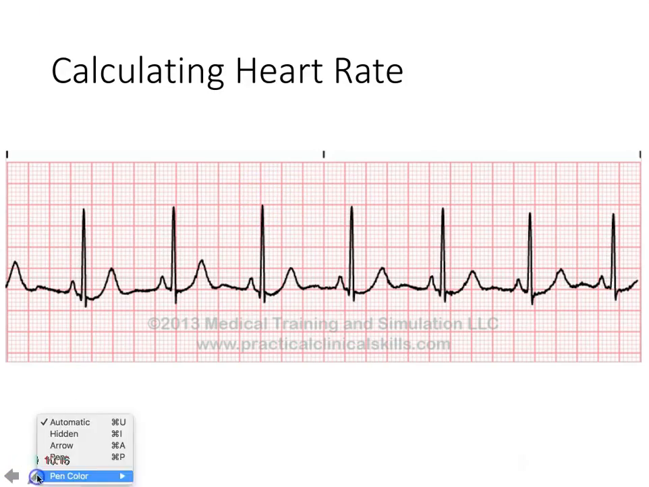Let's see if I can get my pen to work. You're going to look for the line that is as close to being on one of these dark pink lines as possible. So this QRS wave right here is almost right on it. So we'll start with this one. What we're going to do is the next dark pink line, we're going to label that 300. Okay? And then the next dark pink line after that, we're going to label that 150. The next dark pink line after that, we're going to label that 100. The next one after that, we're going to label 75. And then the one after that, we're going to label 60.